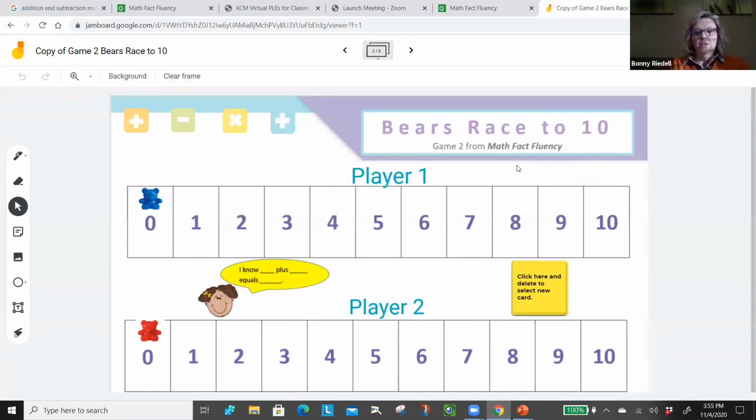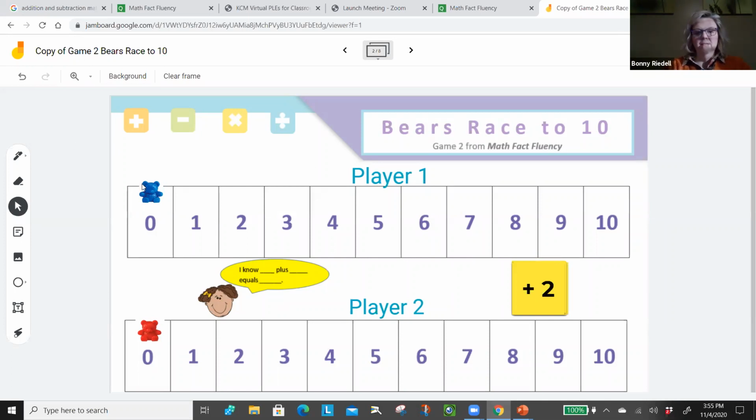Then you're going to scroll over to the game board and you have a manipulative little bear that you can move. So the 2-player game, you have a sentence stem here for kids who are ready to use the vocabulary of plus and equals. To draw a card, you're just going to select the card, hit delete, and your card will be displayed.